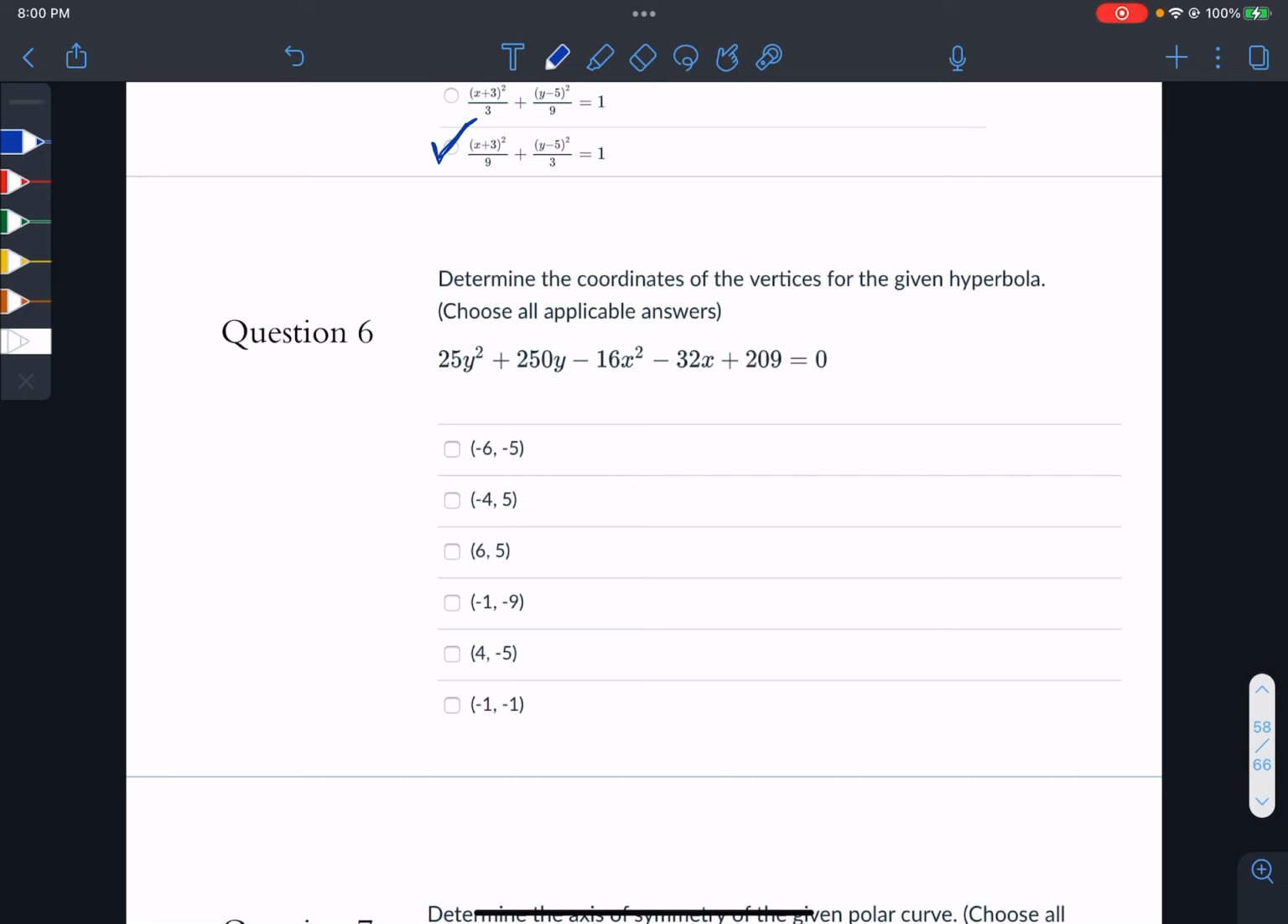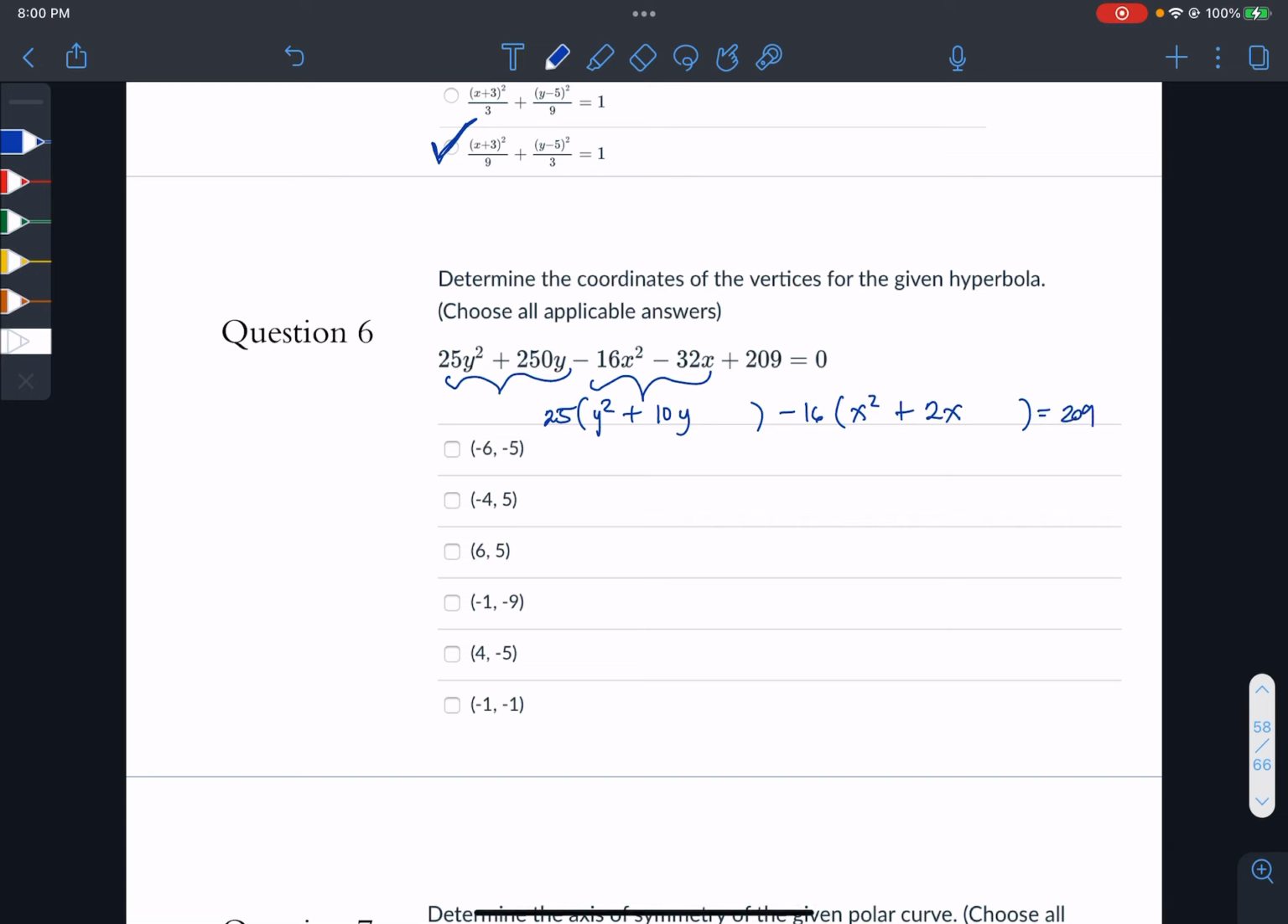Sama muna si y. So, ito muna ang dalawa. Tapos itong dalawa. Kaya lang, we have to factor out 25. So 25, so we'll have y squared plus, 250 divides 25, so we have 10y. Tapos, I think minus 16. Then I'll have x squared, negative, so plus 2x. Then equals to 209.